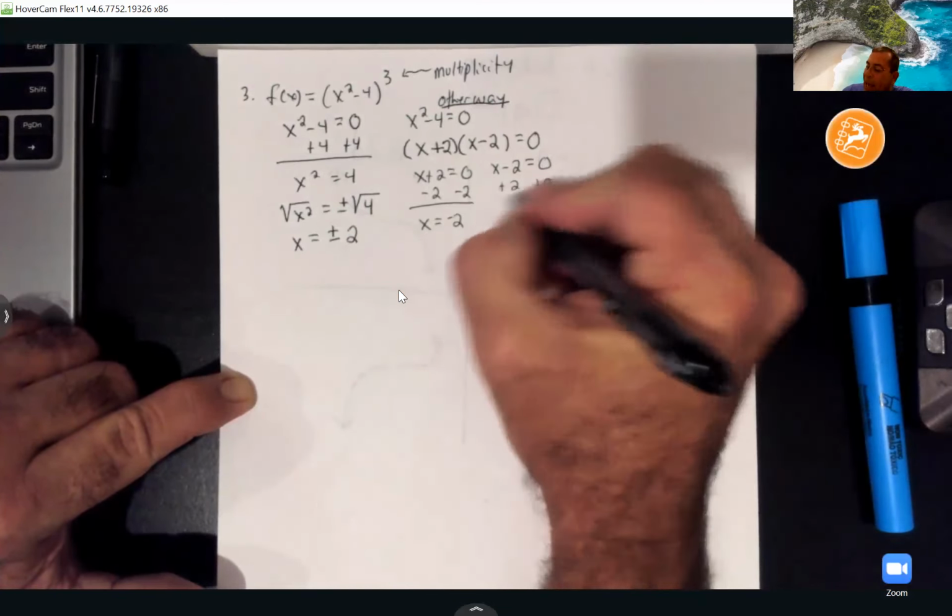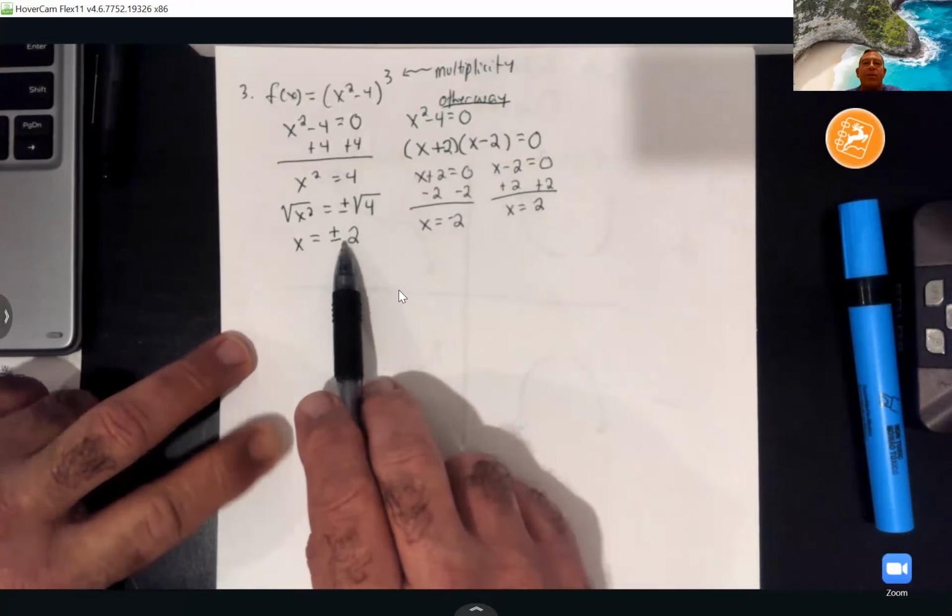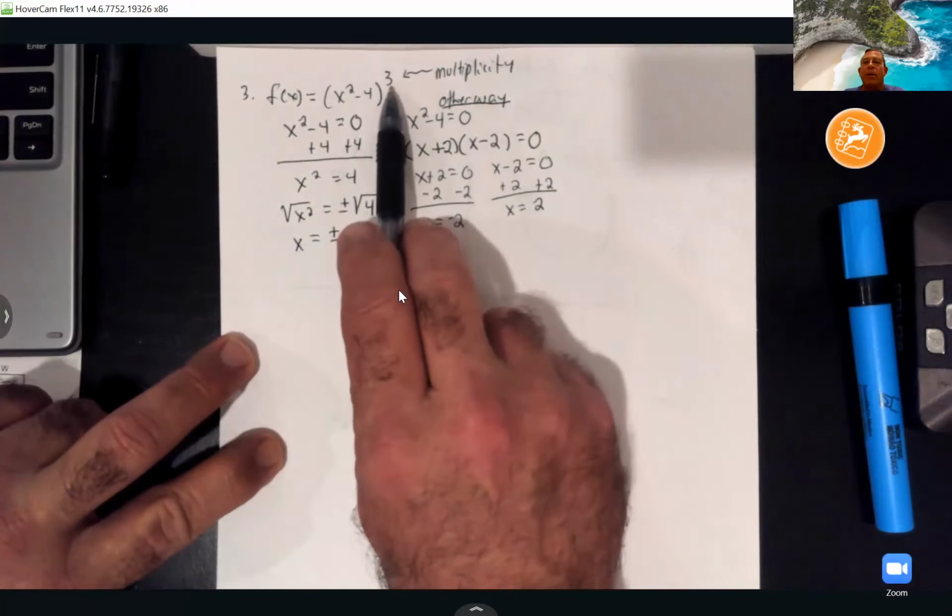I'll probably keep solving mine by square roots because it's quicker, but I wanted to show y'all that factoring also worked on this. Okay, so look here. Our zeros are 2 and negative 2. Each of those has a multiplicity of 3. All right, y'all, so remember that: plus or minus 2 and multiplicity of 3.